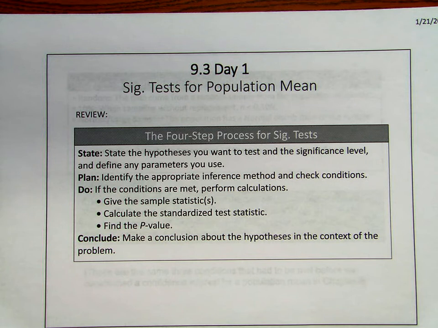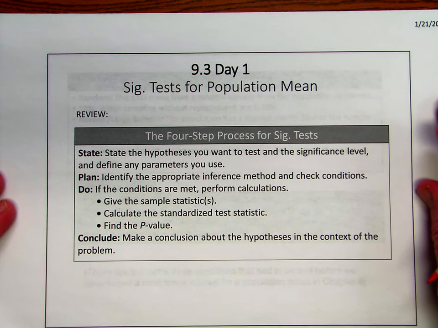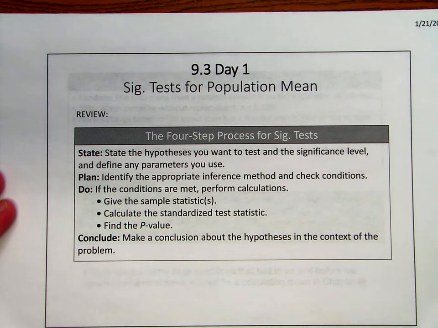Today's lesson is day 1 for section 9.3. As a reminder of what's going on in chapter 9, 9.1 introduced the basic ideas and vocabularies behind performing a significance test. 9.2 focused specifically on significance tests for proportions. Now 9.3, we're going to focus specifically on significance tests for means.